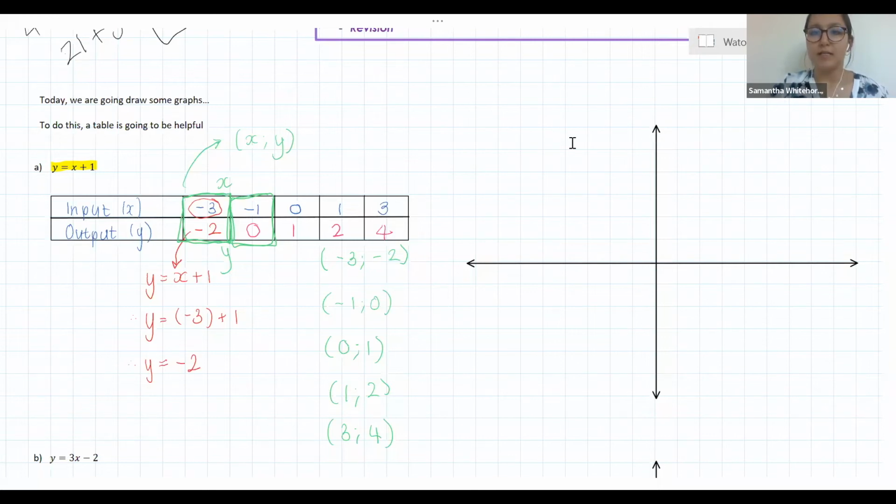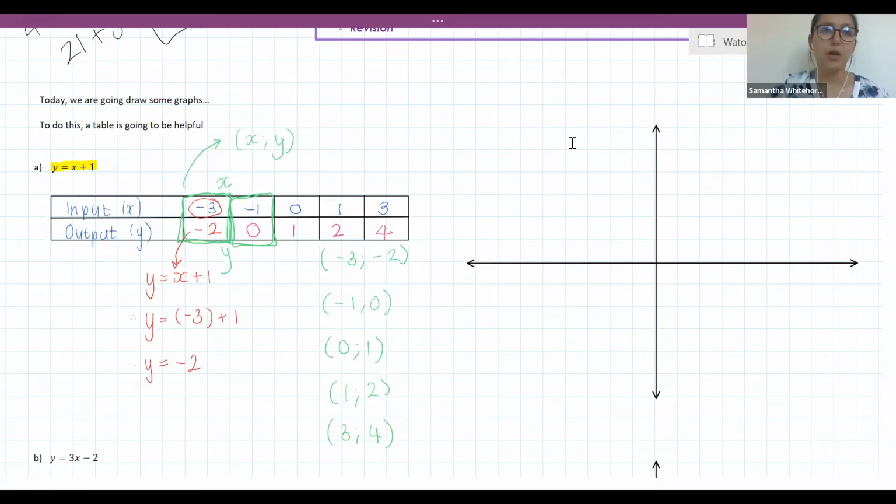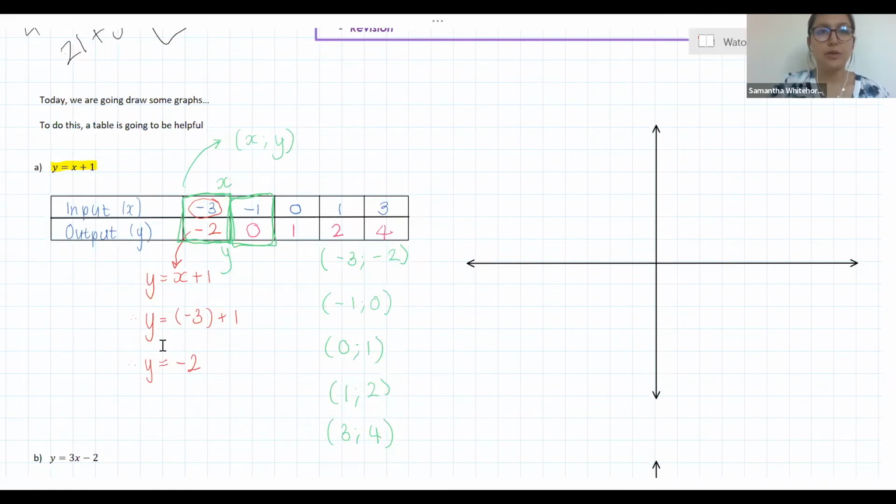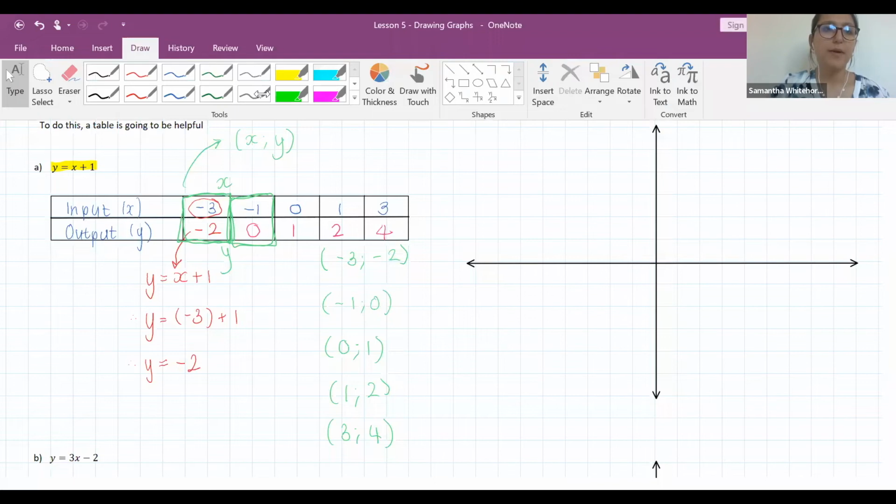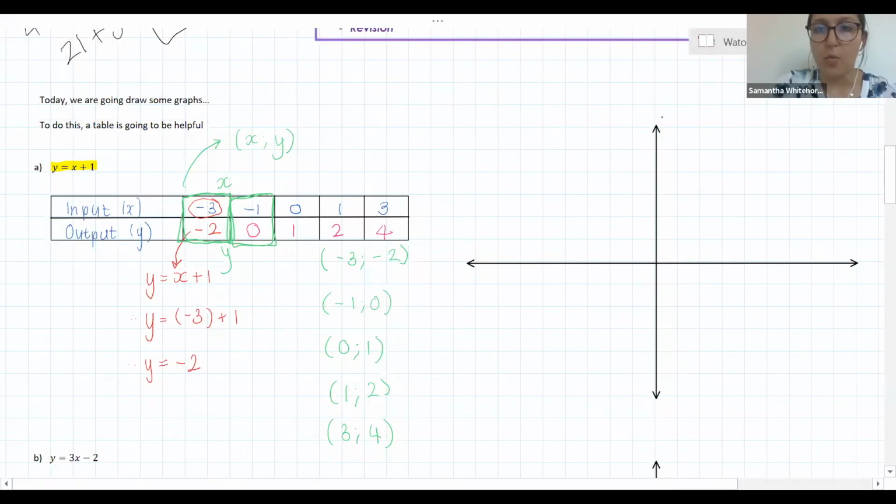I've got a set of axes that I can now go and plot my points on. Just as a very quick recap, our two axes are the y-axis, which is the vertical one, and the x-axis, which is the horizontal one. So when we plot our points, we need to do it in accordance to these axes. Your scale can be whatever you want it to be. In this case, I'm just going to go up in ones. 1, 2, 3, 4, 5.